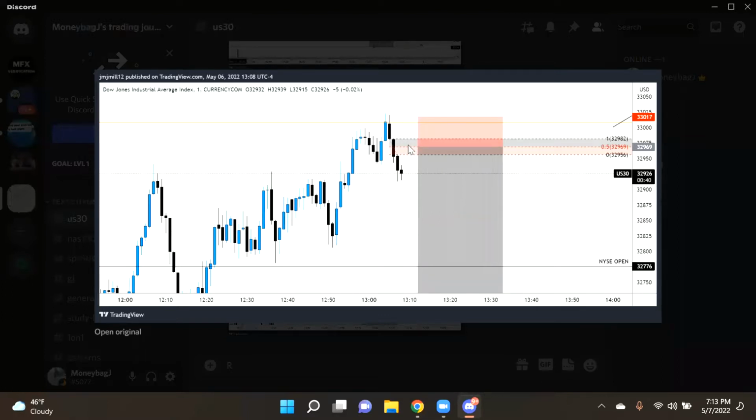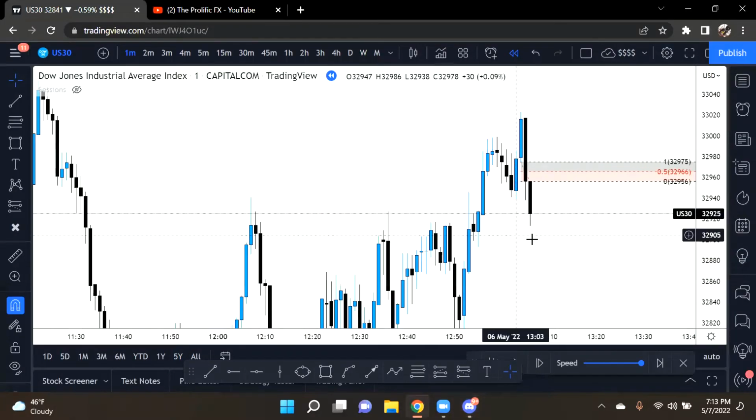It doesn't have to always come to the 50%. Right, but I happened to get my entry right at the 50%. So with that being said, that gave me a lower risk and more points or pips for me to catch to the downside.